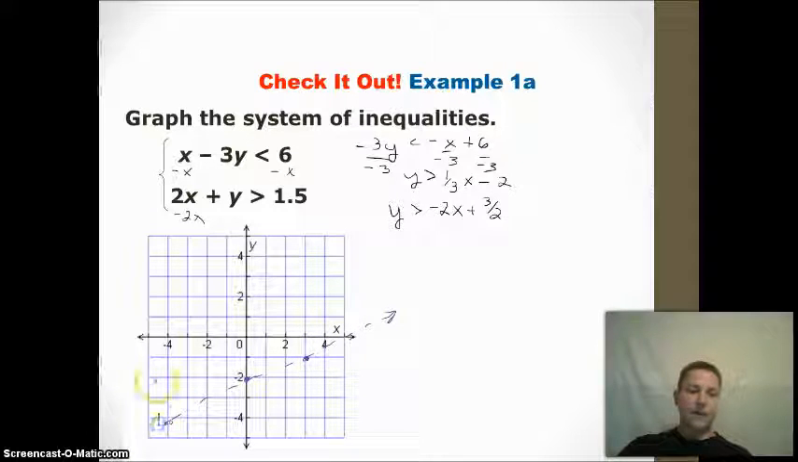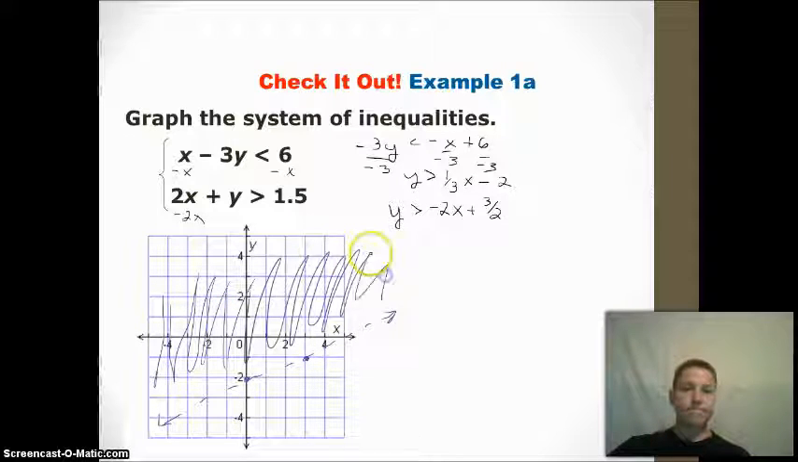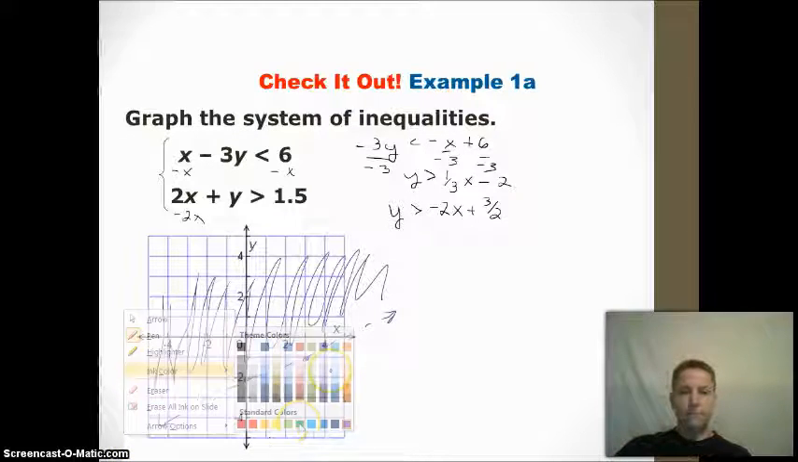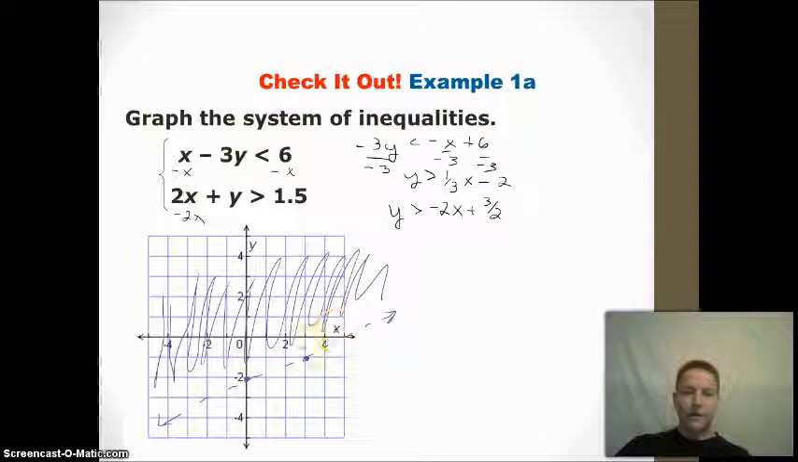And we're going to shade above for the purple one. Okay, and then I think we were using green. Okay, so positive 1.5. Okay, and then up 1, 2, backwards 1, dotted line.